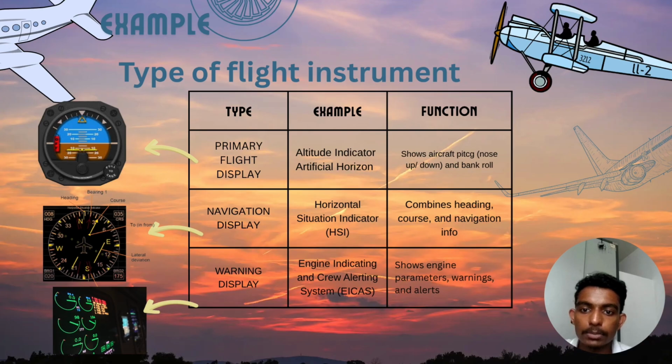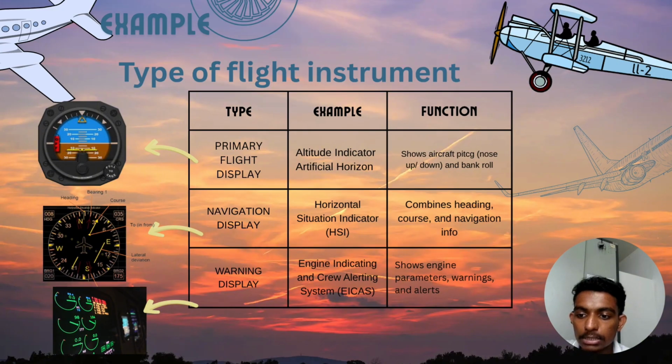So now I'm going to explain the examples of flight instruments. These are the examples of three types of display. The first one is the primary flight display. The example is the attitude indicator, or artificial horizon. Its function is to show aircraft pitch, nose up or nose down, and bank roll.